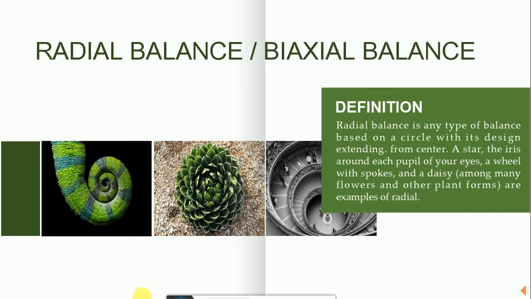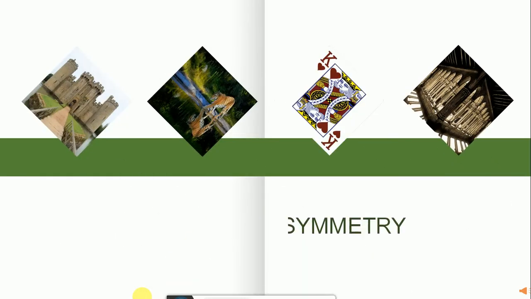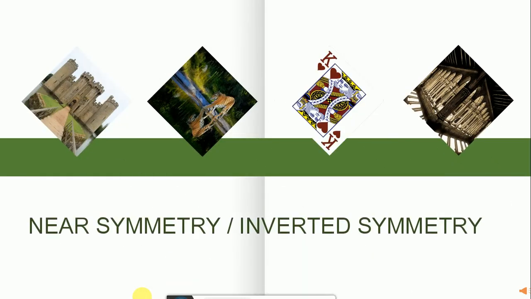Radial balance is any type of balance based on a circle with its design extending from the center. A star, the iris around each pupil of your eyes, a wheel with spokes, and a daisy, among many flowers and other plant forms, are examples of radial balance. Have a look at inverted symmetry balance.